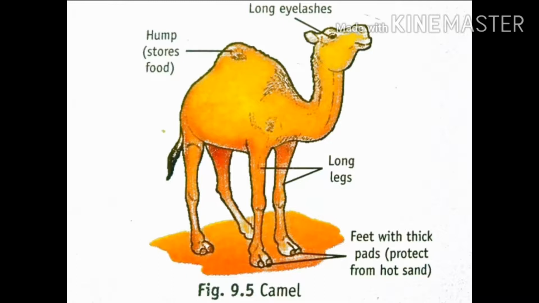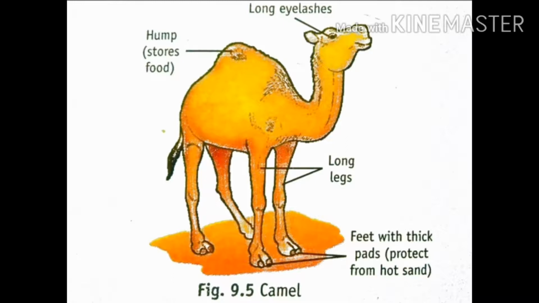Camels have a hump on their back to store fat. See this picture. The camel has long eyelashes which protect its eyes from sand in a sandstorm. Next one, hump. That one stores fat.